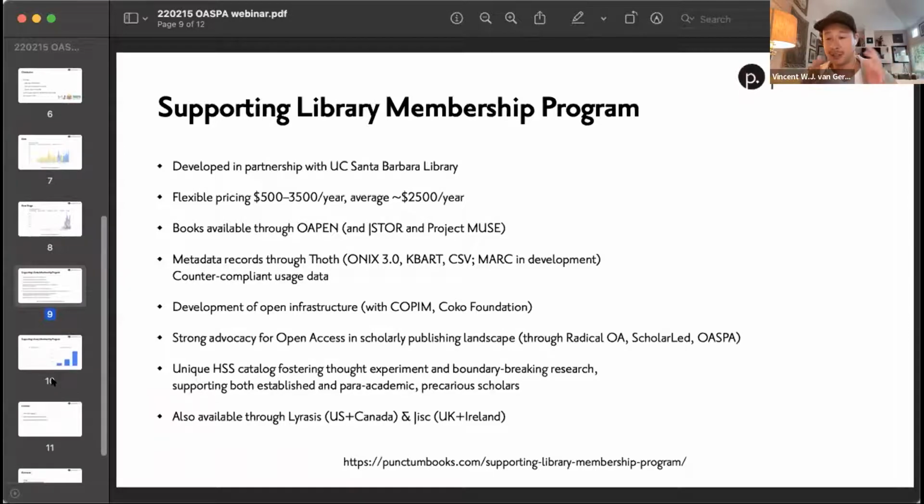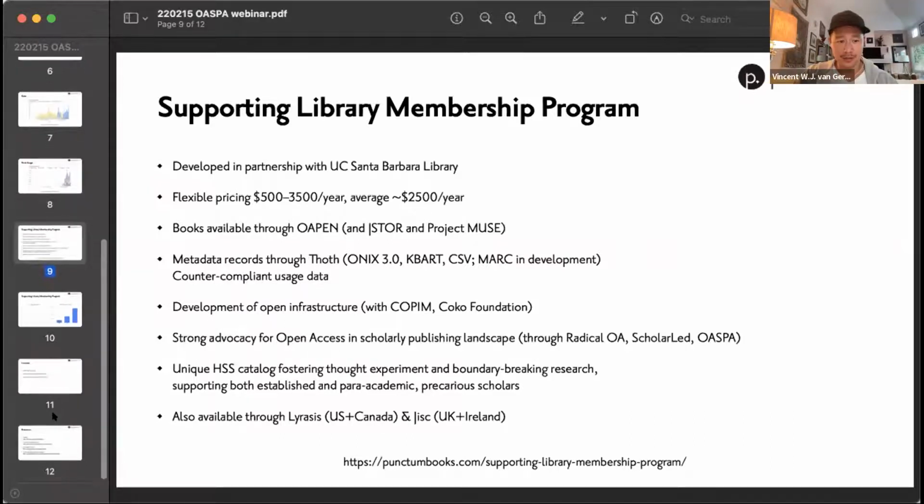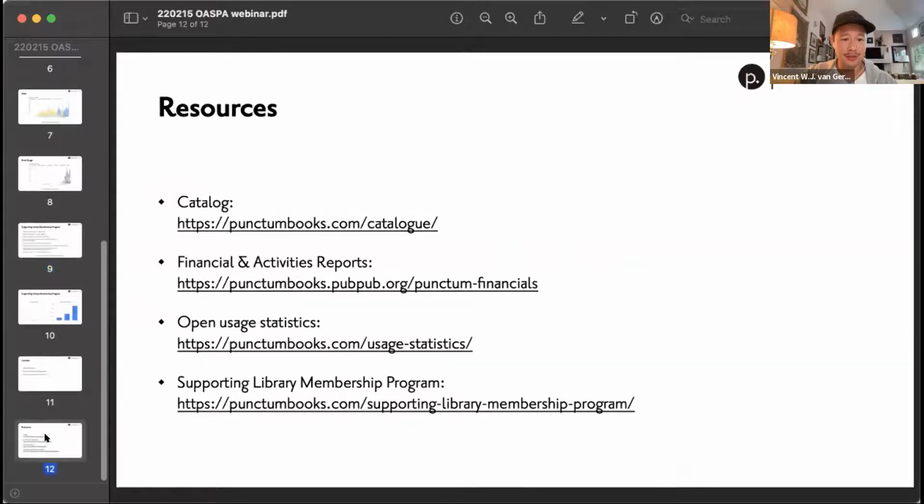If you're a librarian and you're interested in supporting punctum books, then you can go to the little website over there. And I think, Lucy, that I should close off so we have some discussion time. So I'm going to leave you with a bunch of links to our catalog. We publish all our financial reports online. We have our user statistics online, and again, the link to our library program, should you be interested. Thanks.